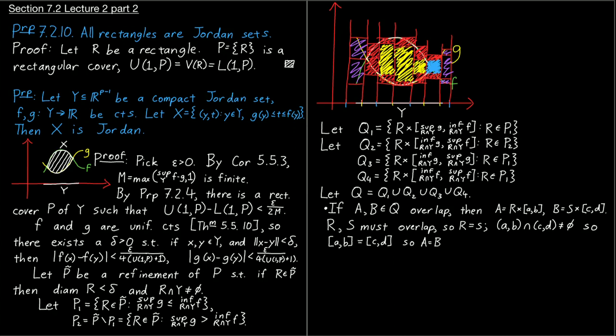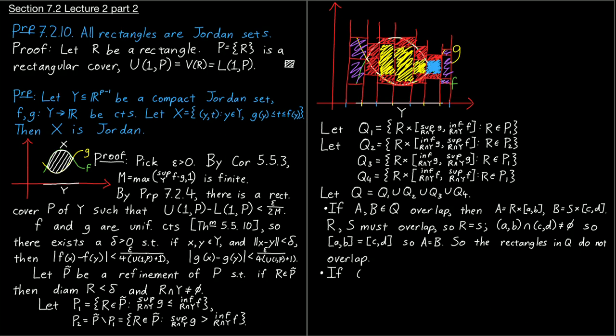So the only way you can get rectangles in Q that overlap is if they're the same rectangle. So the rectangles in Q do not overlap. And now we claim this is a rectangular cover of X.